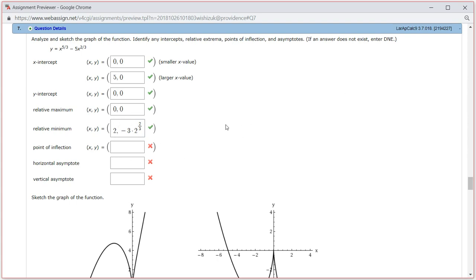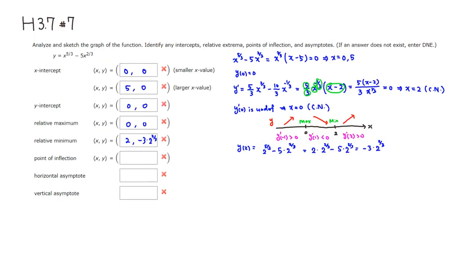All right, so let's find points of inflection. We have to take one more derivative. So y double prime is equal to, put 2/3 in front, so you have 5/3 already, so 10 over 9 x to the negative 1/3, and put negative 1/3, it's going to be plus 10 over 9 x to the negative 4/3, right?